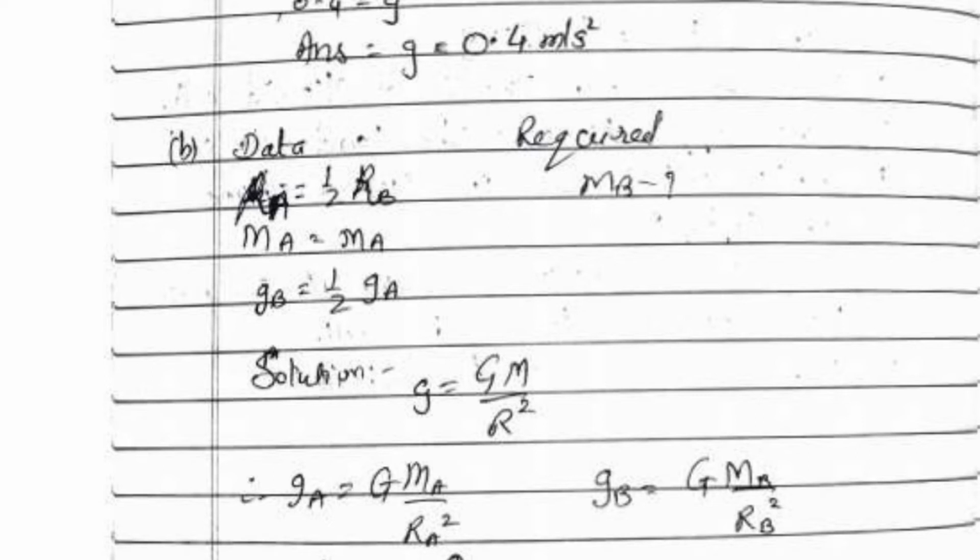Here they have asked about g of the planet. So we will use the formula for g. g is equal to GM upon R square. Correct? So for A planet we will write down, and for B planet also we will write down. Here the gravitational constant G will remain same. Rest all will be having the suffix A and B. So we will have gA as G MA upon RA square and gB as G into MB upon RB square. Correct?